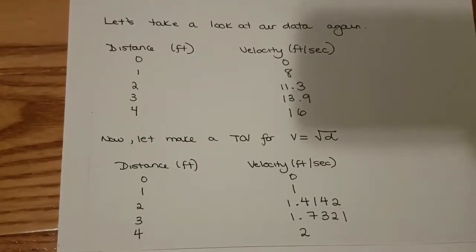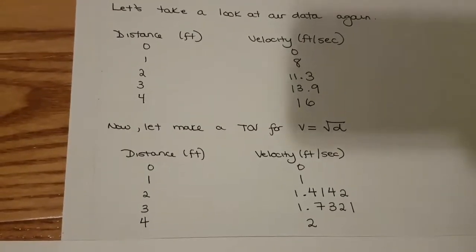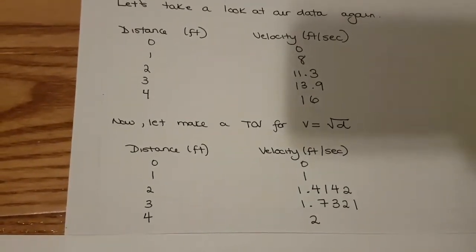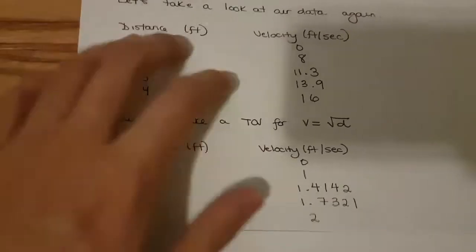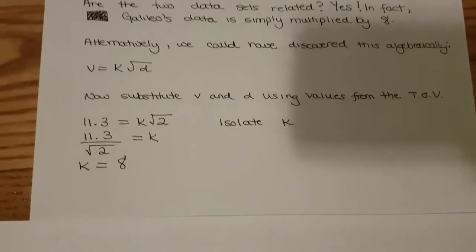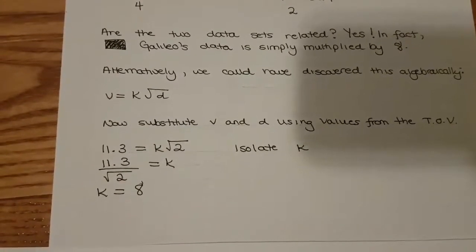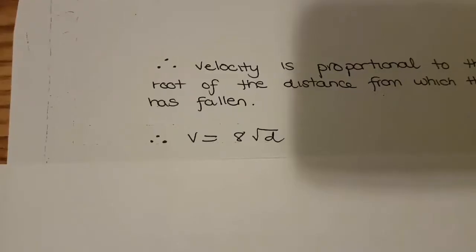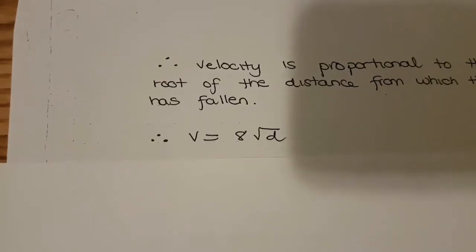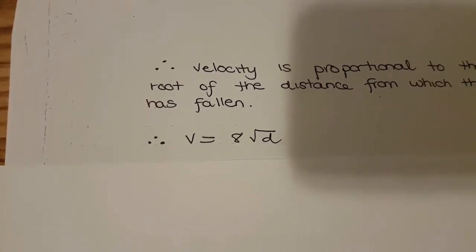Comparing a table of values of Galileo's data with a table of values of v equals root d, we can see that both sets of data are proportional to each other by a constant of 8. Algebraically, this can be seen clearly as we determine the value of the constant through isolation. To conclude, our model for Galileo's data states that velocity is equal to 8 times the square root of distance.